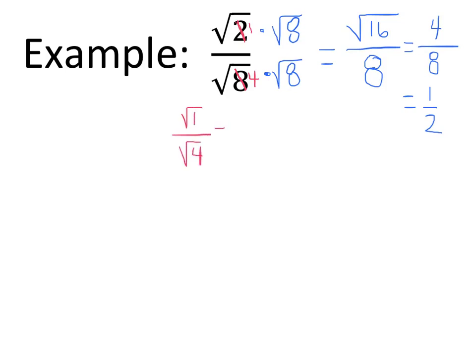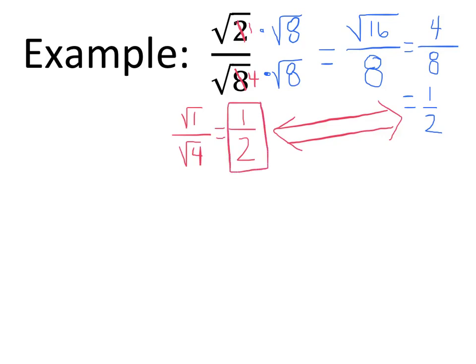Well, what's the square root of 1? It's 1. What's the square root of 4? 2. Notice that these two answers are the exact same answer. So, if you notice at the very beginning that you can simplify the radical by canceling, then go ahead and do that. And it saves a little bit of time. You will end up with the same answer. So the answer is 1/2.